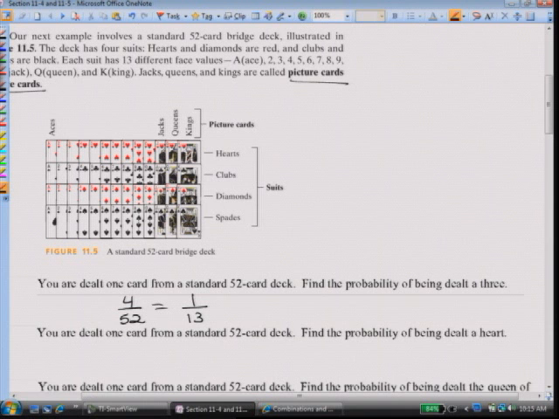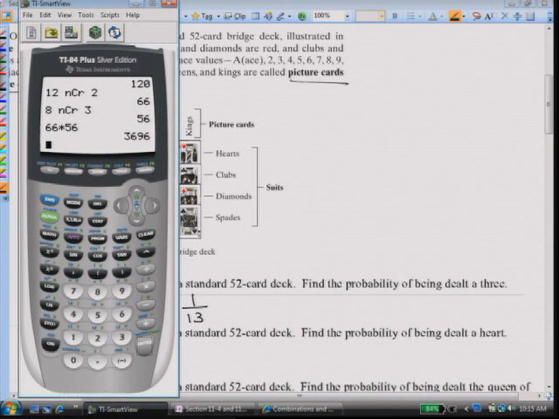If you're having trouble remembering how to reduce fractions, your calculator can be used as a tool. If you do 4 divided by 52 and then hit enter, you can use the math button and then choose to a fraction, which is choice 1, and hit enter again, and it'll give you the reduced fraction. So that's kind of a fun feature on your calculator.